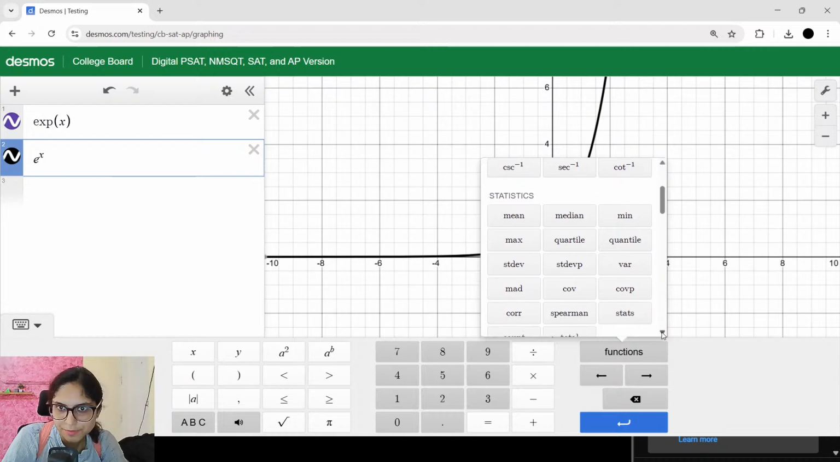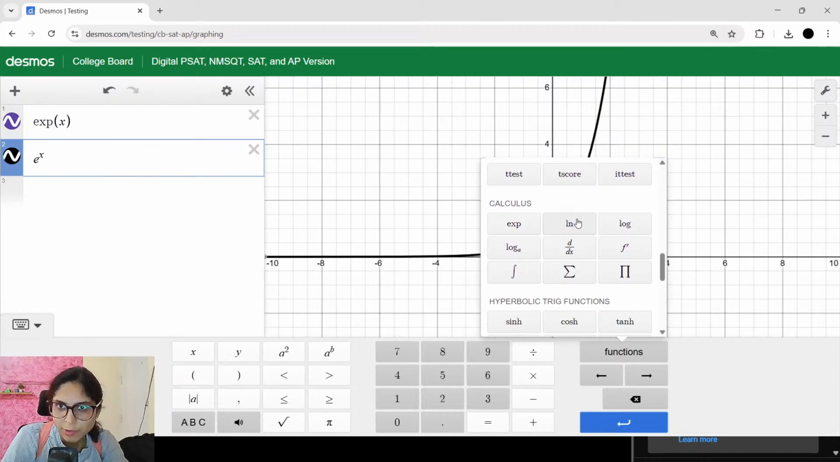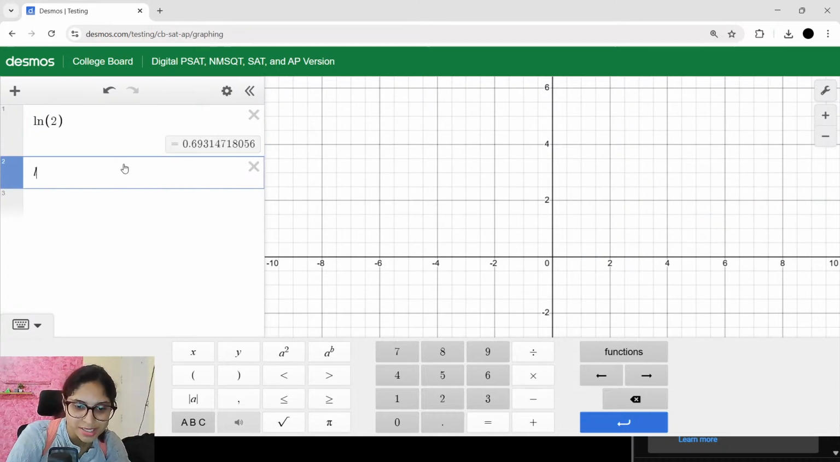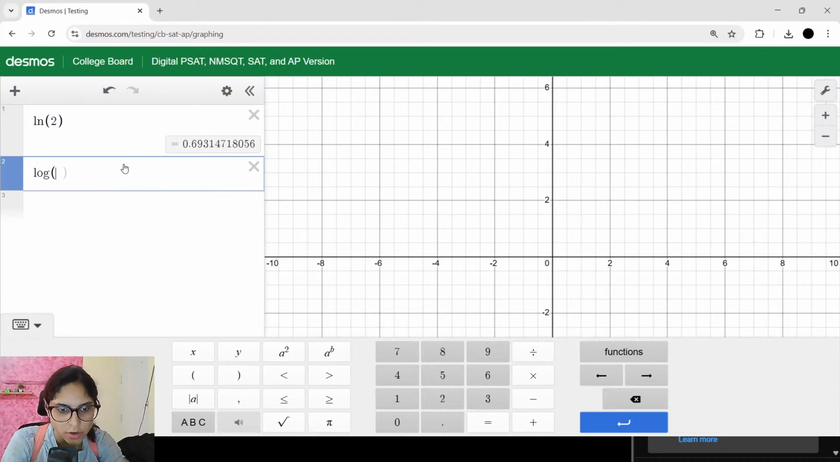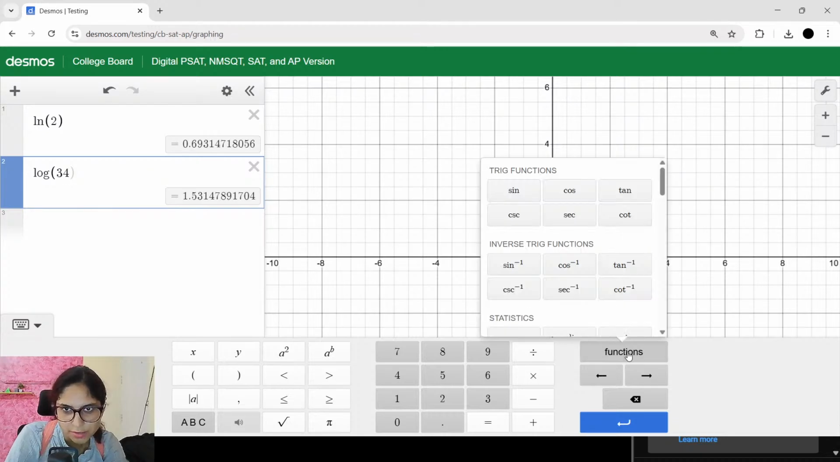So exp just means e to the power. You can write ln for natural logarithm, log for common logarithm. You can write x to get the function. You can write a number to get the value. Log is base 10. So again, you can do the same thing: write x to get the function, or write any value to get the answer.